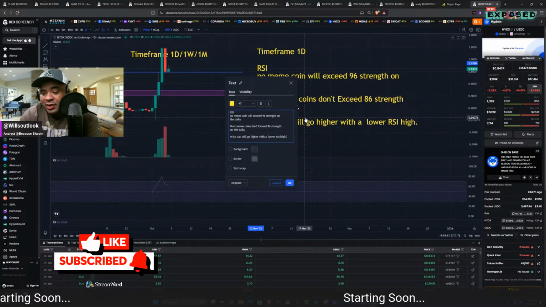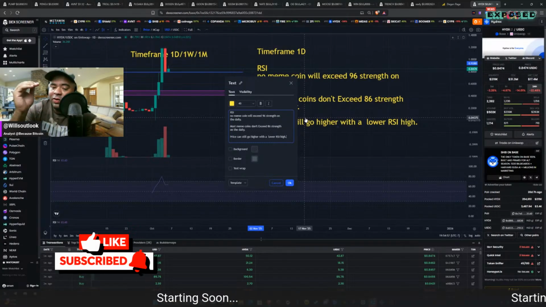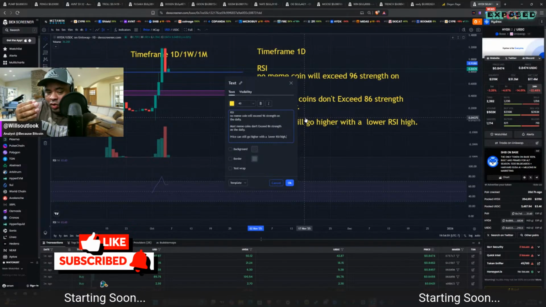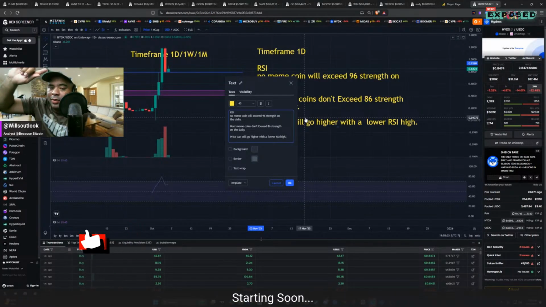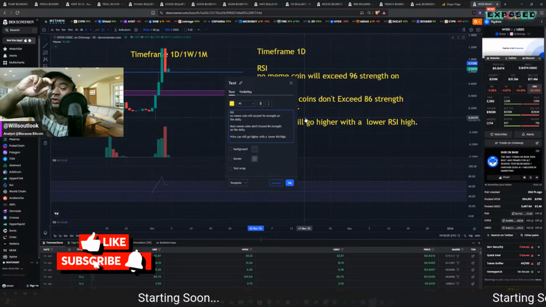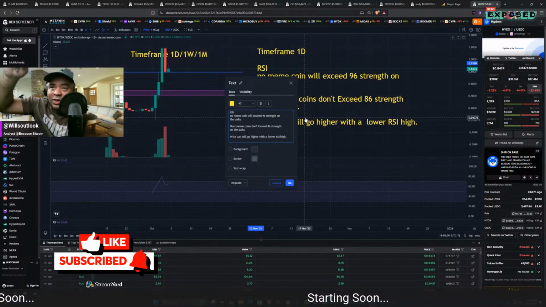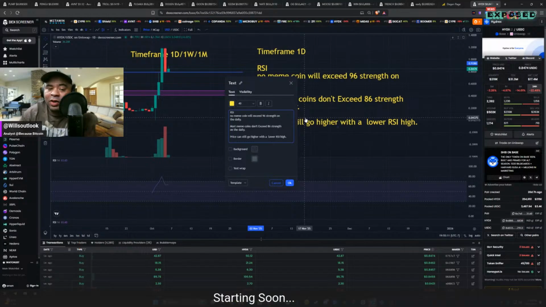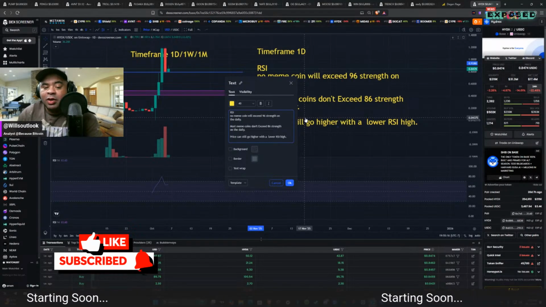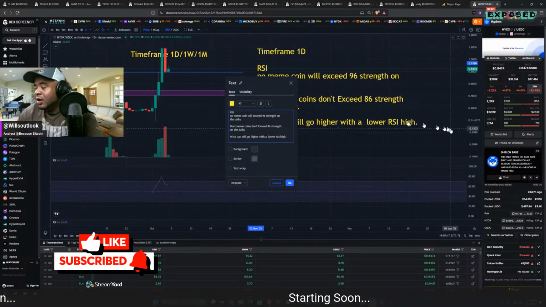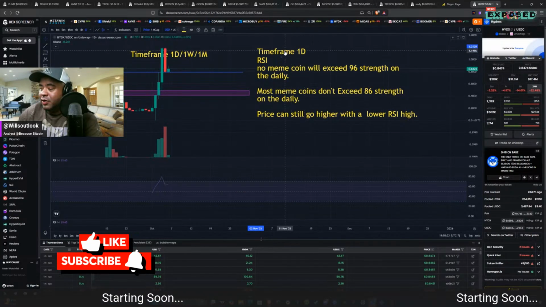Typically what you'll see is these coins, meme coins specifically, will hit that 86 level and then they'll drop in strength, but price will still go higher, right? And then you'll see a lower high structure on strength, even though price has spiked really high. And you've got to catch that second swing to really catch the full price action. But your job is not to come in and try to catch every penny of the swing.